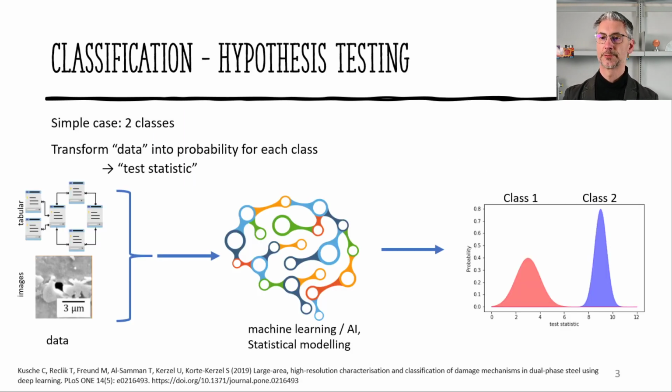Essentially, from a statistics perspective, we do hypothesis testing. In our simplest case, we have two classes and we transform our data into a probability for each class, and this is called a test statistic. And in the best case, those two classes and the associated probabilities are well separated. So class 1 has nothing to do with class 2, and we can easily place a discriminator between them.